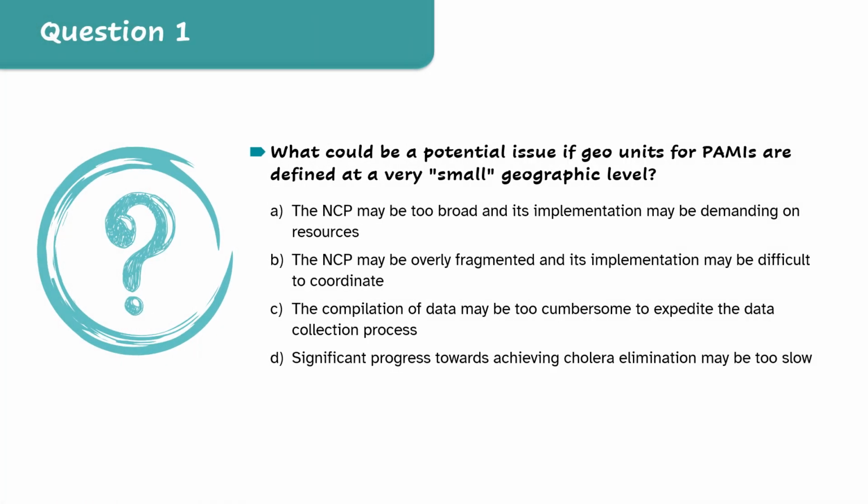Question 1. What could be a potential issue if geographic units for PAMI are defined at a very small geographic level? A. The NCP may be too broad and its implementation may be demanding on resources. B. The NCP may be overly fragmented and its implementation may be difficult to coordinate. C. The compilation of data may be too cumbersome to expedite the data collection process. D. Significant progress towards achieving cholera elimination may be too slow.